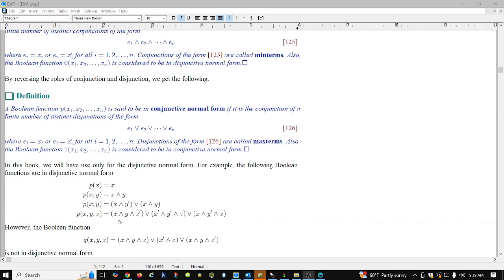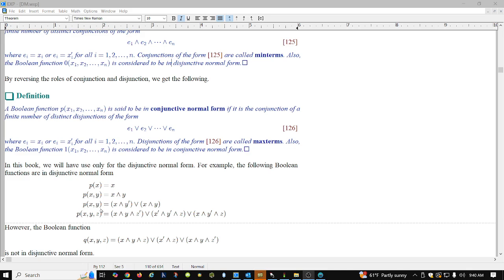So these polynomials are in disjunctive normal form. A polynomial of one variable, x. A polynomial of two variables, this is just one min term, x and y. Here is a polynomial of two variables with two min terms, or let's just say two terms, x and y prime, or x and y.